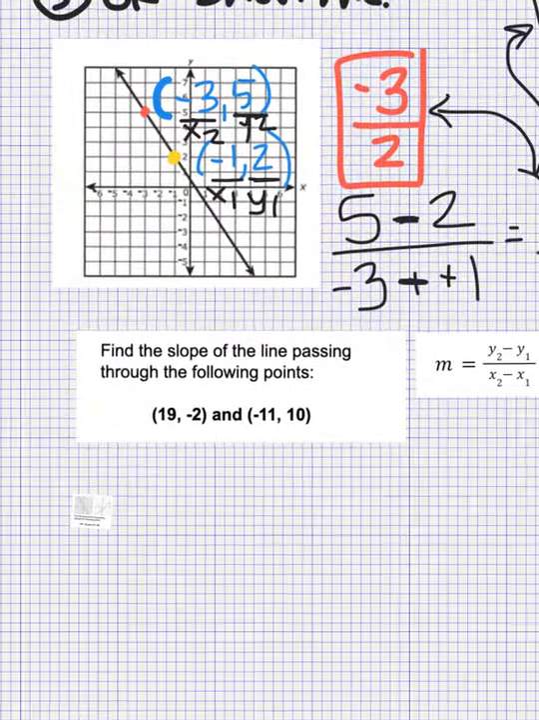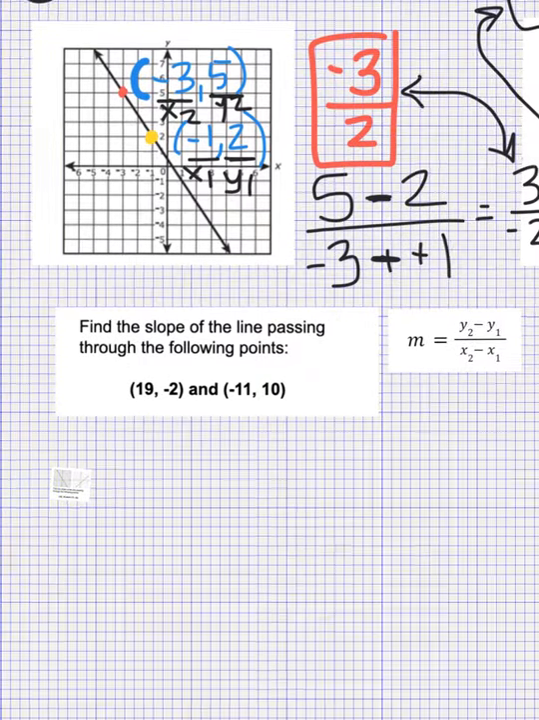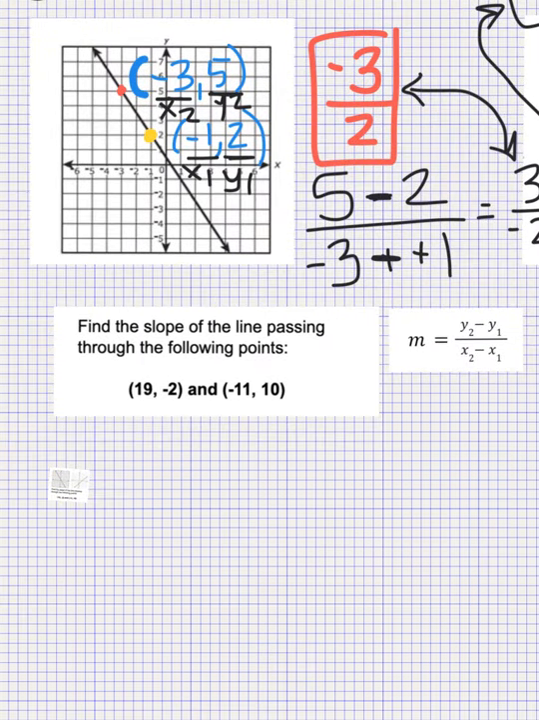All right, now sometimes they just give you the 2 points. They don't give you a graph at all. So here are our 2 points, and here's our slope formula. And this one I'm going to try to break it down a little better by highlighting in order to help you make sure you know which points are which. So first I'm going to start by deciding which point will be point 1 and which point will be point 2.